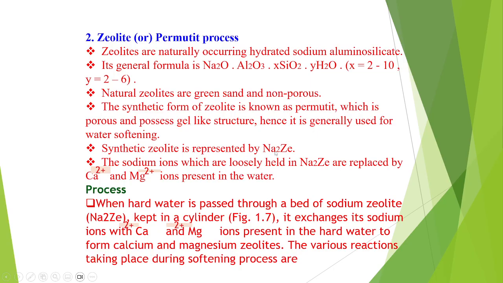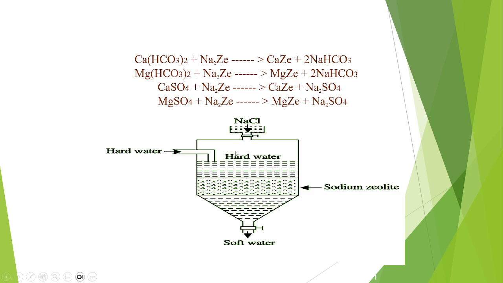The sodium present in the zeolite compound is loosely attached to the zeolite molecule so that it can readily replace the calcium and magnesium ions present in the water. So here, the cylinder is used to remove the hardness-causing agents present in the water, and it contains a sodium zeolite bed. When hot water is passed into the cylinder, the sodium zeolite bed, containing sodium ions, has the capacity to replace the calcium and magnesium ions, that is, the hardness-causing agents present in the water.